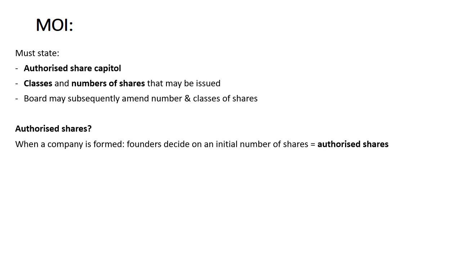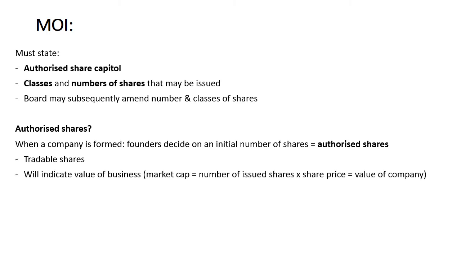We see that when a company is formed, the founders will decide on an initial number of shares, and these shares are called authorized shares. And they are really the tradable shares. So they will indicate what the value of the company is. And how does that work? Well, the share price is multiplied by the number of shares issued. And that gives you the value of the company.